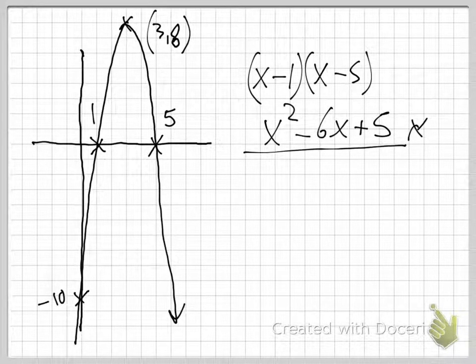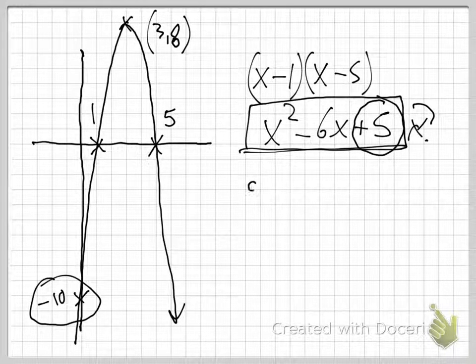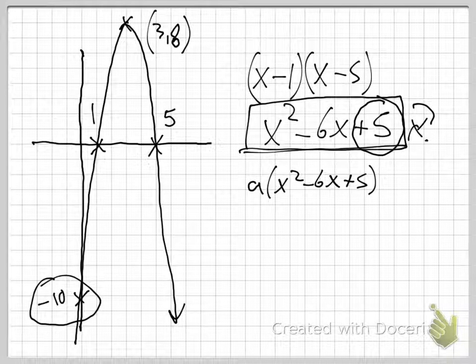Well, for one thing, look, if x equals 0, I get 5. Nope, I get negative 10. So I've got to do something. What have I got to do? Okay, so given this, what we do is still the letter a in front of it. Remember, it's x squared minus 6x plus 5. So when x equals 0, I'm supposed to get negative 10. Remember, here we go, negative 10.